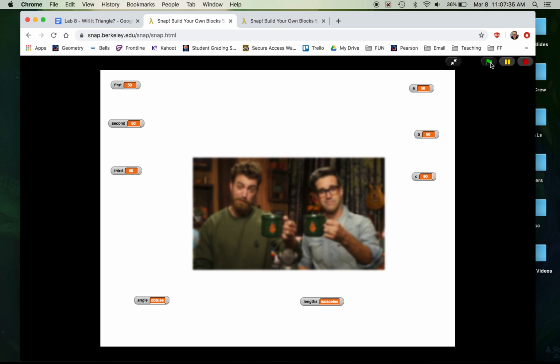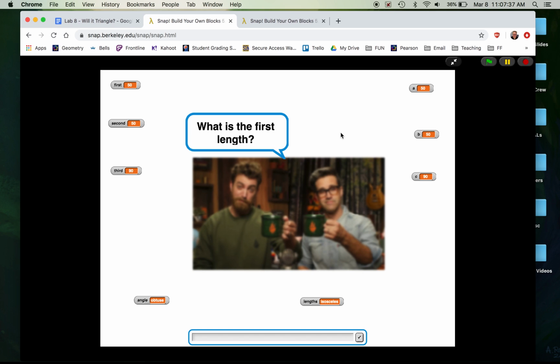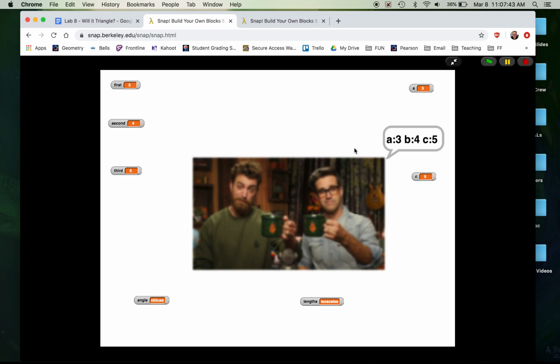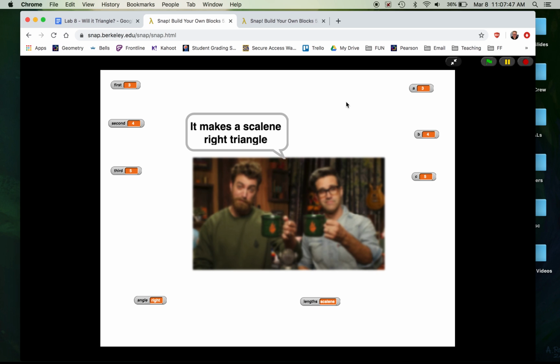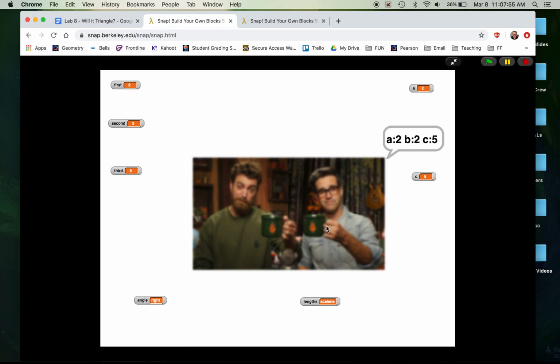So let's look at some examples. What is the first length? Perhaps it's 3, 4, 5, and it assigns those correctly. It says it will triangle. It makes a scaling right triangle, and that's correct. If I execute my program again, maybe it's a 2, 2, 5. 2, 2, 5 will not triangle, and then it doesn't bother trying to classify anything because it can't triangle.